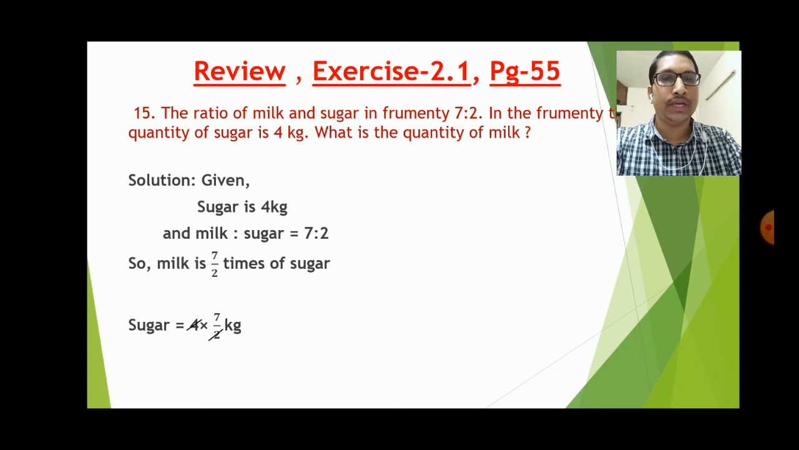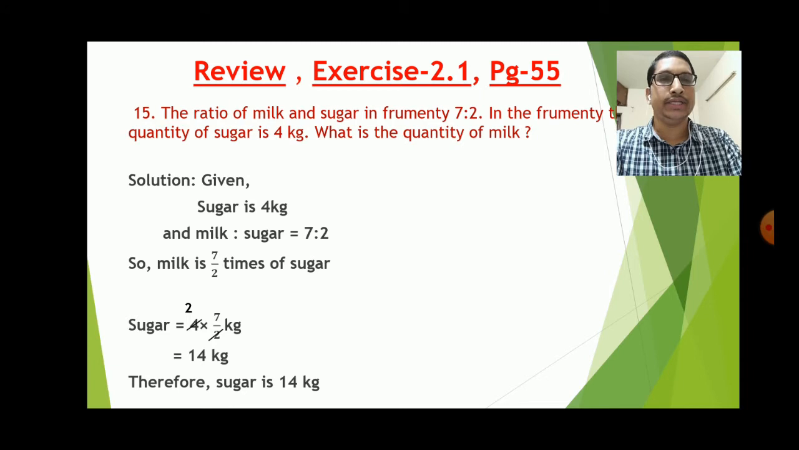So we can write milk equal to 4 multiply 7/2 kg, because look at here, sugar 4 kg. Okay, and here this of means multiplication. So here multiplication. Okay, and this 7/2 is here. So here we can cut 4/2. So cut means divide. So if we divide 4/2, then it will be 2. Now we will multiply 2 and 7. So it will be 14. So 14 kg. Therefore milk is 14 kg. Okay.